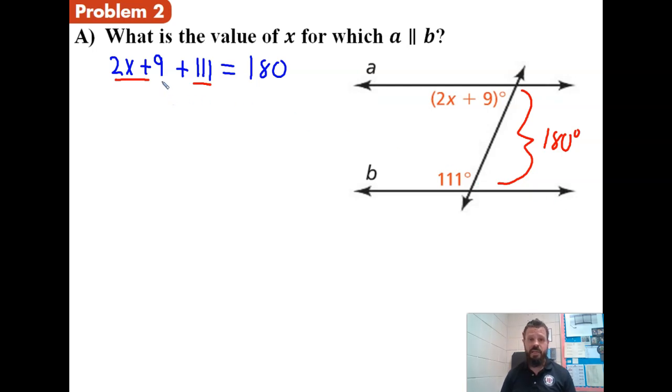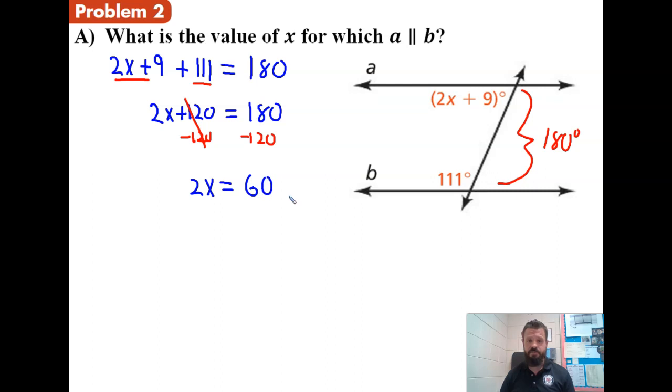Combine like terms on the left. 9 plus 111 is 120. So we can rewrite the left side as 2x plus 120 is equal to 180. And then we can get the x by itself by subtracting 120 from both sides. That cancels out the 120s on the left, giving me 2x is equal to 60. And then finally divide both sides by 2 to get the x alone, and we end up with x is equal to 30.